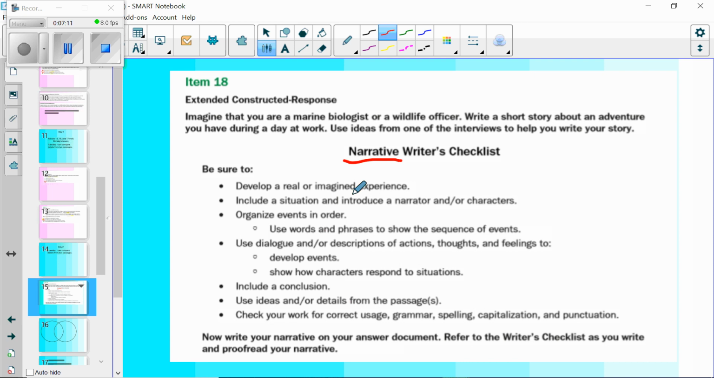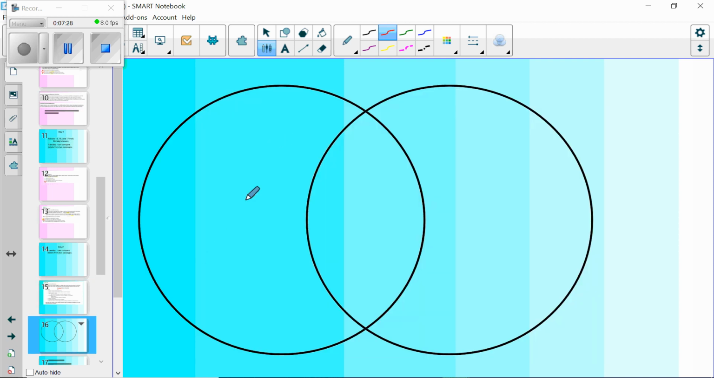So if you're going to be a marine biologist, it needs to be about being in the ocean. If you're going to be a wildlife officer, your setting is going to be in the woods or on a lake. So some things to help you determine which one you want to be is by using a Venn diagram. So we're going to compare and contrast the two articles and kind of get an idea about what those jobs are. Now you can draw a Venn diagram. It's just two circles with a space in the middle where these things are similar.